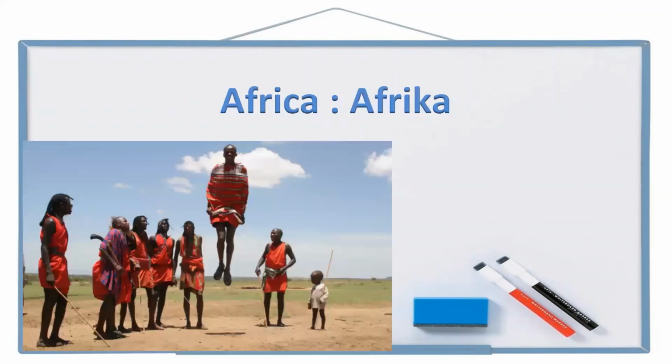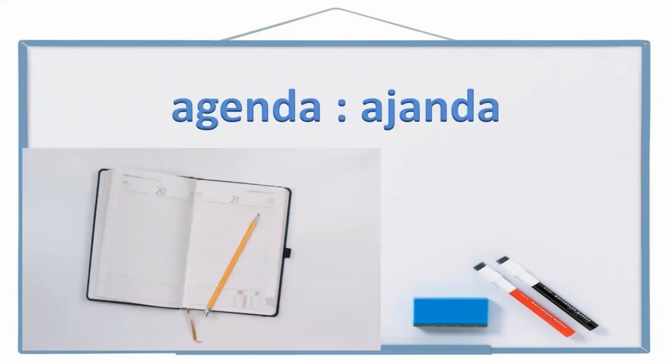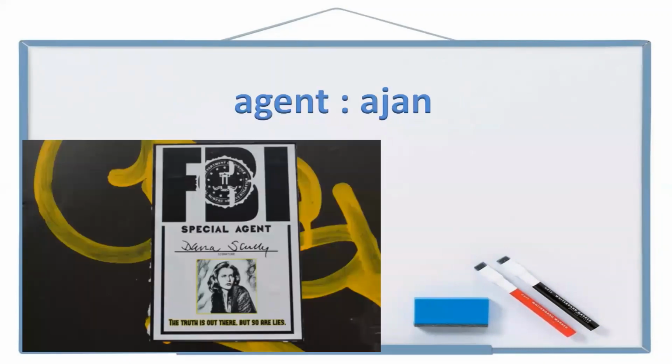Next one, almost the same. Instead of C, we write K. Africa is Afrika. Once again, Afrika. Let's continue. Agenda is ajanda. Once again, ajanda. Next one, agent. In Turkish, ajan. Once again, ajan.